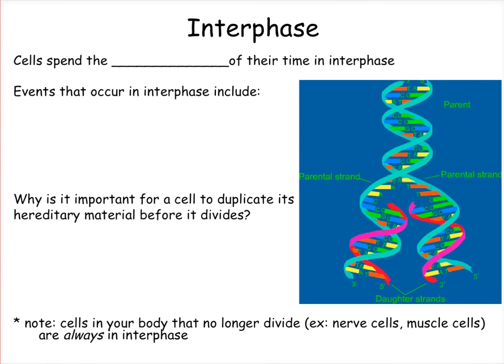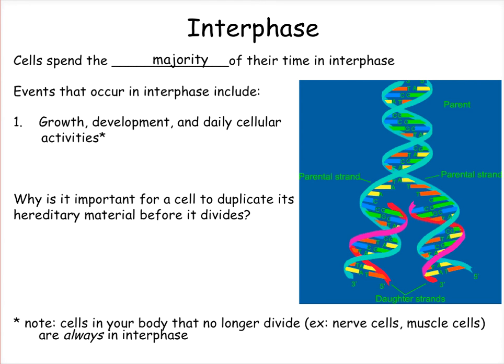So let's dive into the details of the cell cycle by starting at the beginning with interphase. As we saw in the previous diagram, cells spend the majority of their cell lifetime in interphase. During interphase, the cell grows, develops, and completes its normal daily activities, such as making proteins, generating ATP, and so on. This is what it will do for most of its cell life.